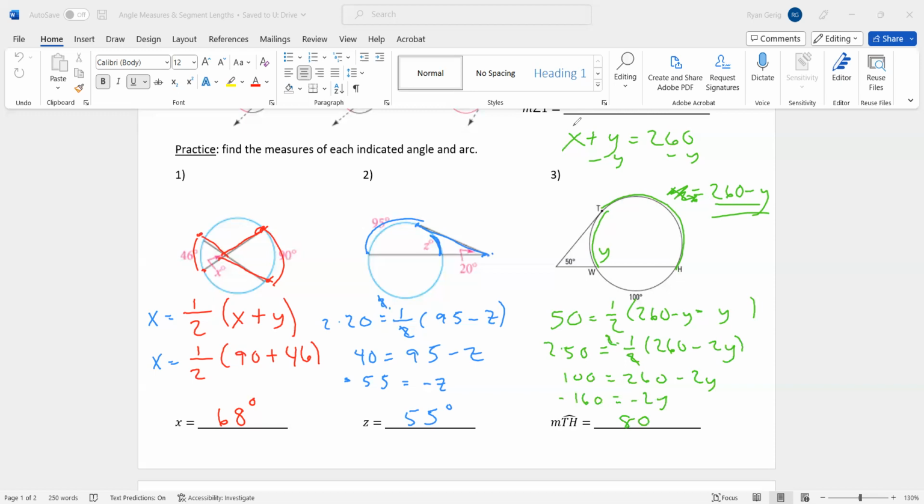Now, make sure you look at it. Sorry, that's not the right answer. Y equals 80. But then it says find the measure of arc TH. So that would be this one. So I'm going to put 80 back in. So 260 minus 80. I believe that gives me 180. Gives me 180. Yep. So 180 degrees would be my arc TH. Okay. So see how I'm doing that there? That one's pretty tough. If you have questions about that, put a star next to it and ask me. Okay.